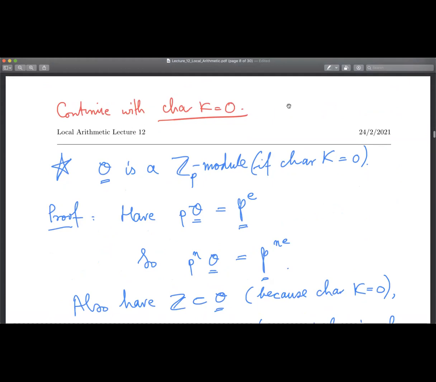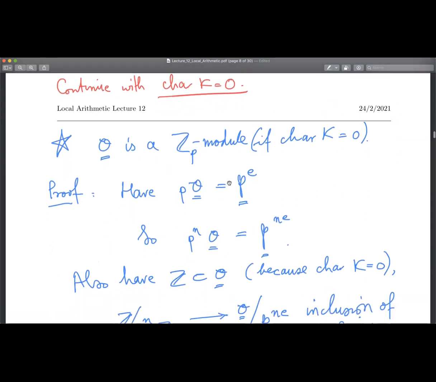So we continue with the assumption that the characteristic of K is equal to 0. The first claim is that the ring O is actually a Z_p module. Or in fact, I want to say that it's a Z_p algebra is a better way of saying it, meaning it's a ring already, and it contains Z_p is basically what is being said. So why does it contain Z_p?